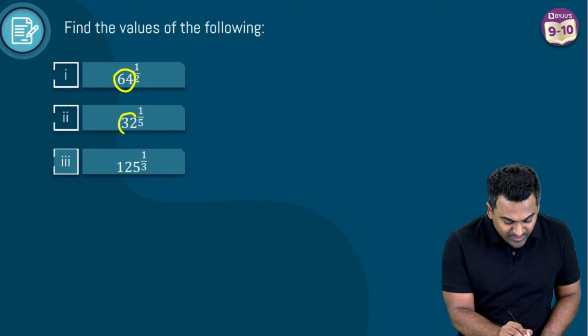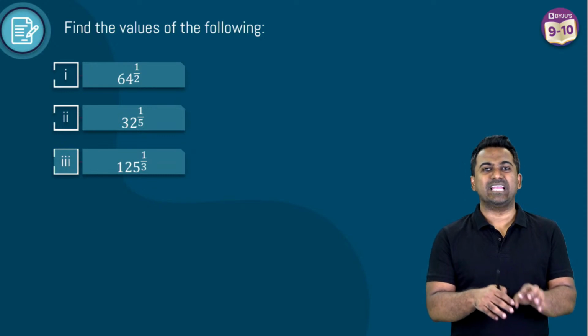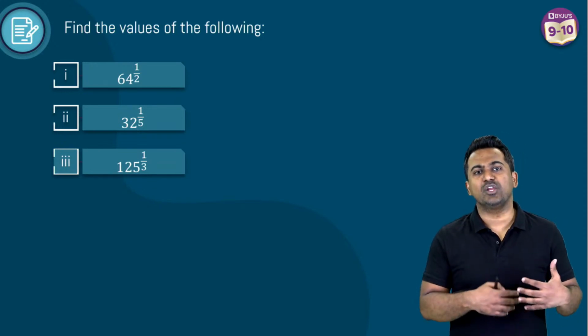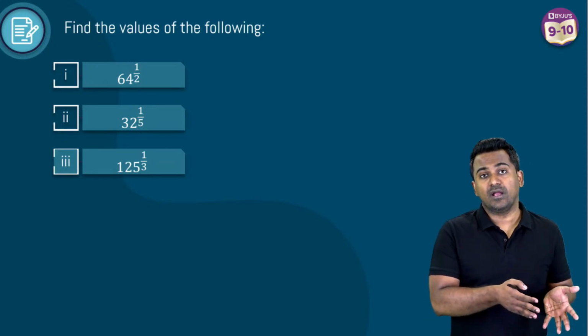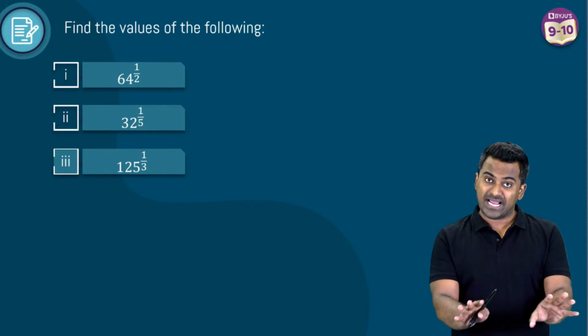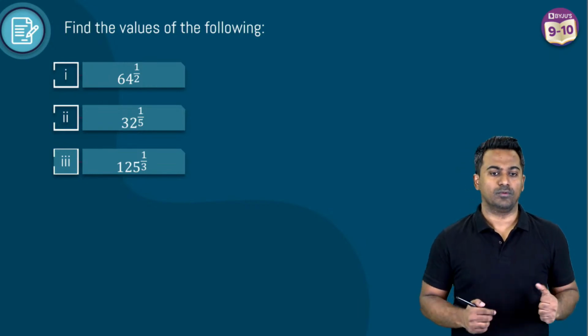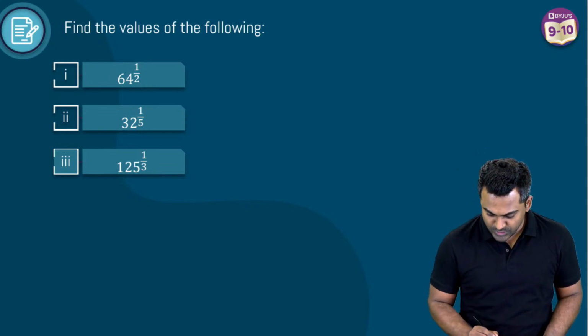The moment you see 32, the moment you see 125, because there will be questions like this in the simplification, and unless you recollect what these values are, they'll give you a hard time. That's the reason why, in the initial stages, memorize them. In the later stages, they'll come on your own. Okay, so first one, how do you do this?